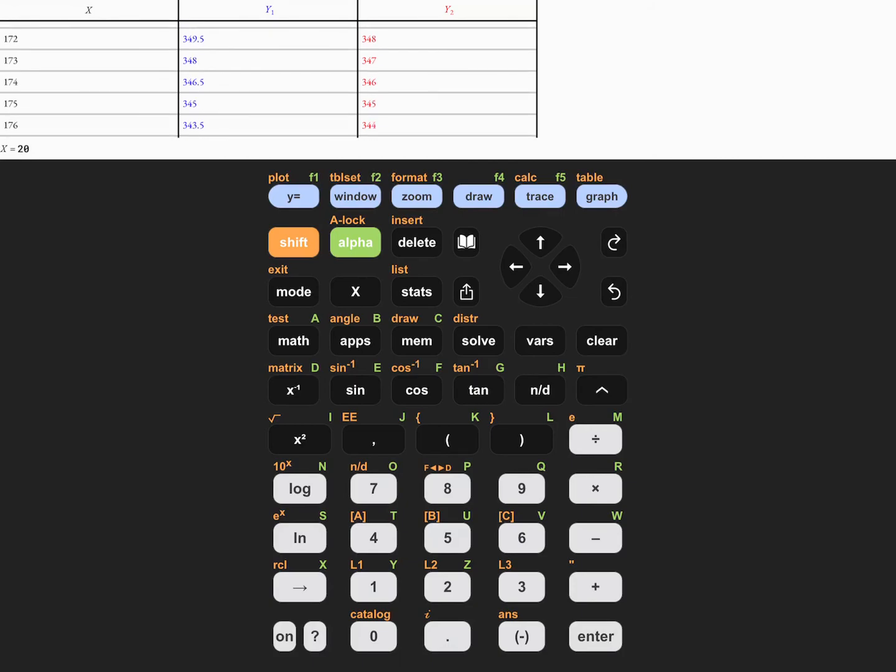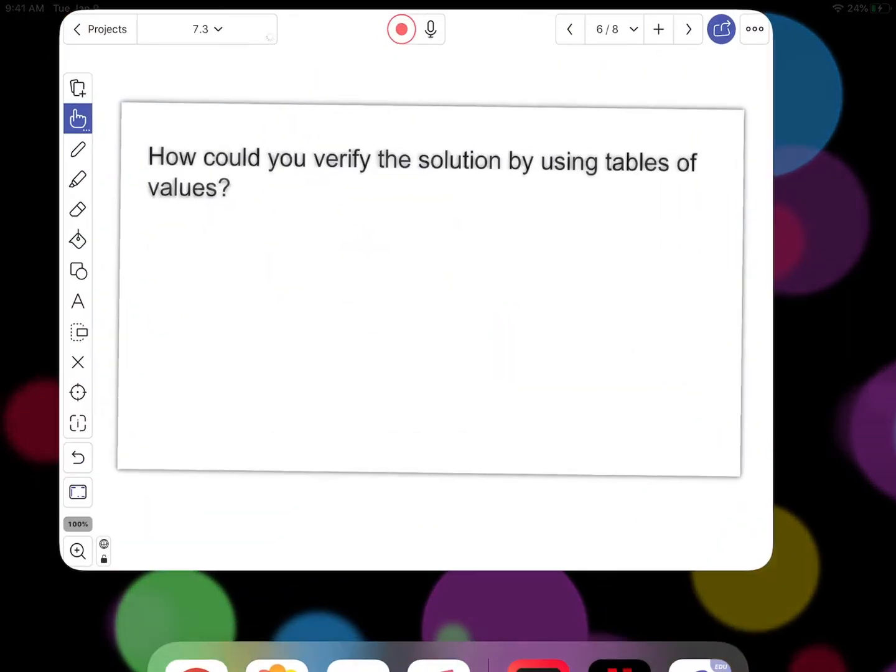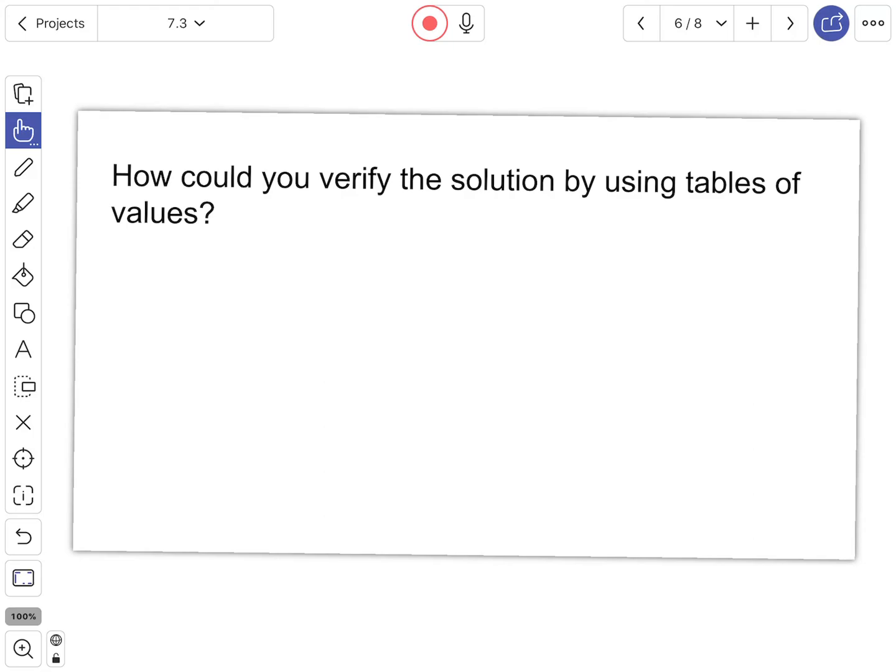So we have to scroll through, carefully looking at our table of values to find where both y1 and y2 have the same value for that value of x. So when x was 175, y1 equals 345, and y2 equals 345. So when those two values are identical, that is where they have intersected on our graph. I don't find the table of values very helpful, but it is something we could use if we were struggling with our graph.